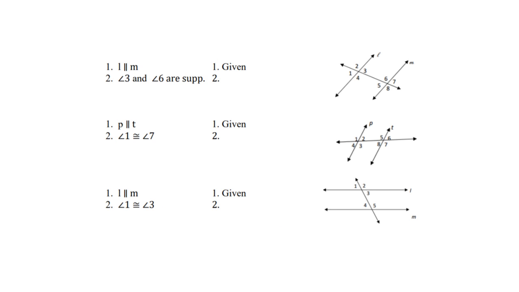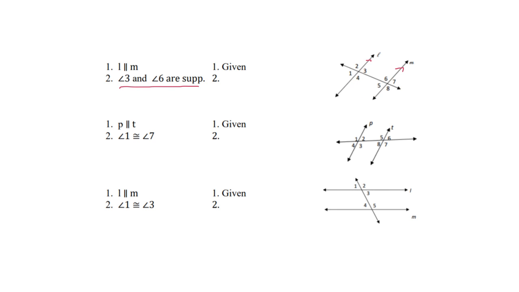Okay, so let's try a few more. The first one says L is parallel to M. So we know line L is parallel to line M. And we know, again, a bunch of things in that diagram. But the one that we are looking for is angle 3 and angle 6 are supplementary. So if the lines are parallel, then 3 and 6 are supplementary. Well, let's figure out why. Well, 3 and 6 are a special angle pair, and they are called same side interior angles. They're on the same side of the transversal. They're both above it, if you can think of it that way, and they're both in the interior.